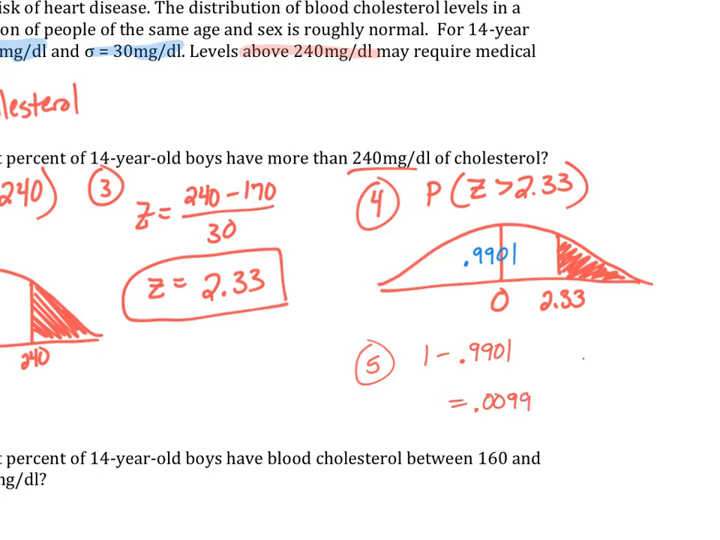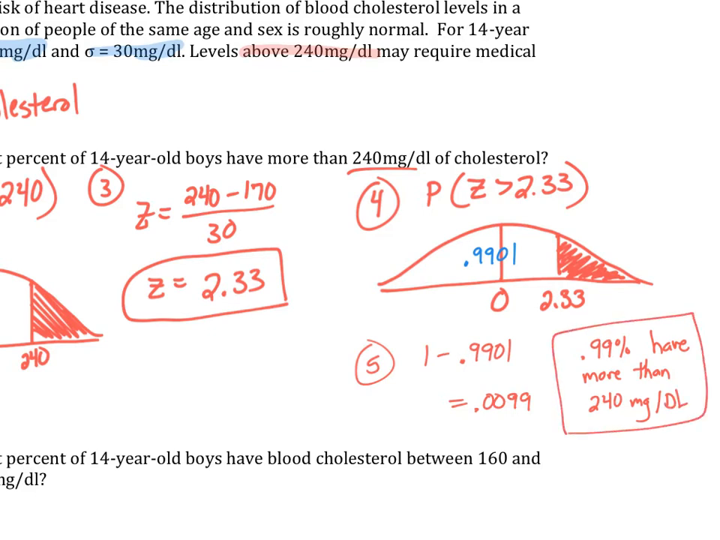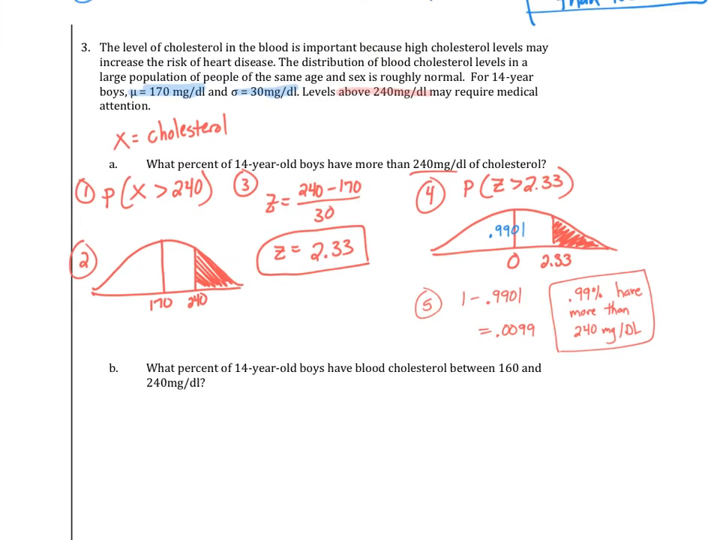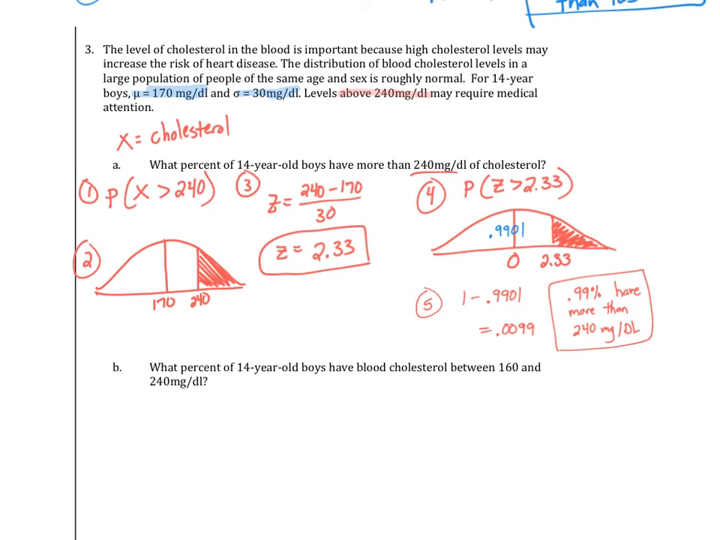which means 0.99% have more than 240 milligrams per dL. So this means it's very, very rare. Less than 1% of 14-year-olds have a higher cholesterol than 240. So it's very rare, because it's very uncommon for 14-year-olds to have heart issues as well.